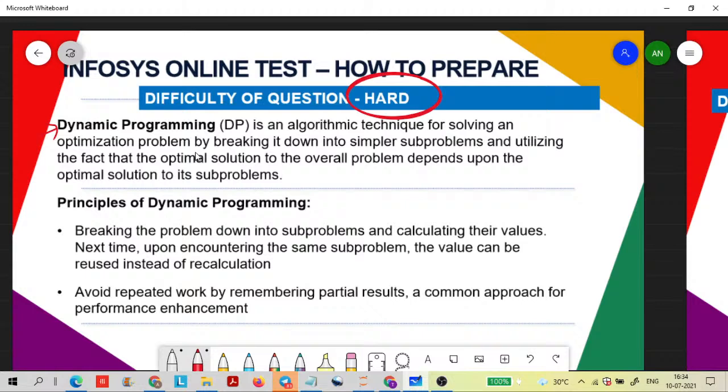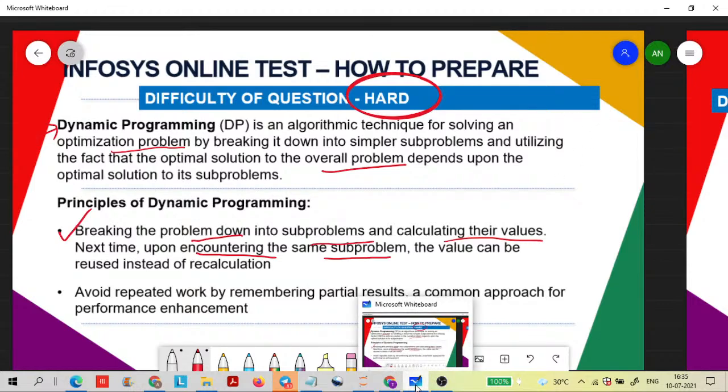Dynamic programming is an algorithm technique for solving optimization problems by breaking them down into simpler sub problems and utilizing the fact that the optimal solution to the overall problem depends upon the optimal solutions to its sub problems. So the principle of dynamic programming is that it breaks the problem down into sub problems and calculates their values, and upon encountering the same sub problem next time, the value can be reused instead of recalculated.